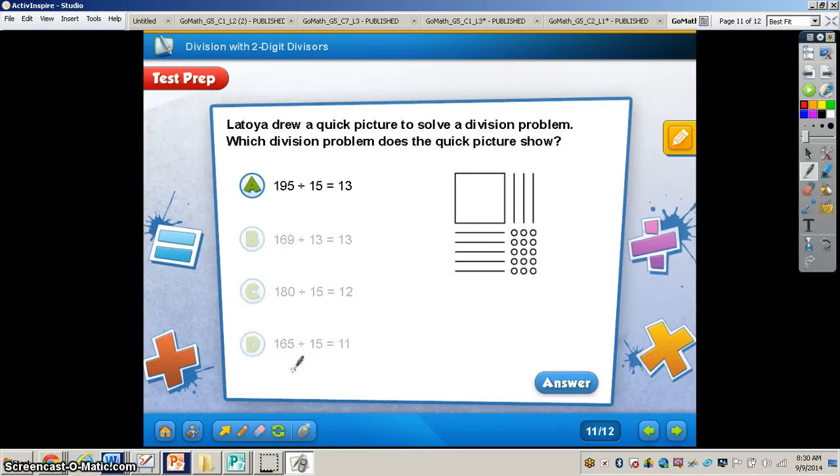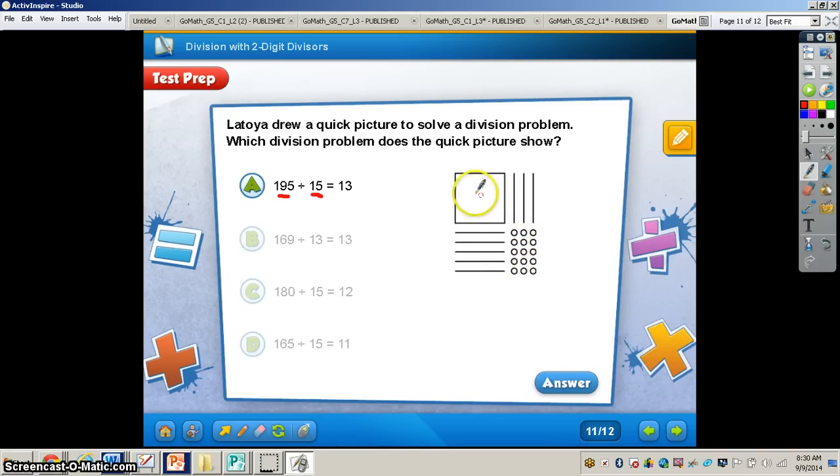So you can see that letter A was the answer. 195 divided by 15 equals 13. Okay, why do we know it's 195? First of all, this is 100, 110, 20, 30, 40, 50, 60, 70, 80, and these are all groups of 5 here. 85, 90, 195.